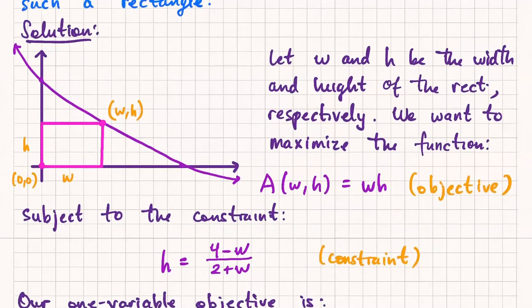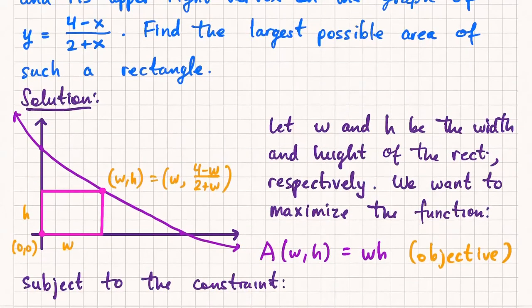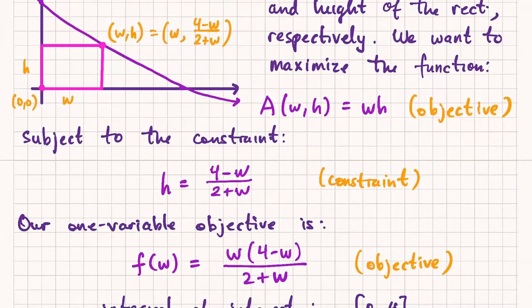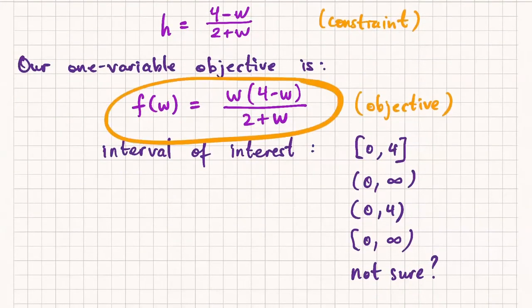I noticed that the upper right vertex is just W, H. But that has to lie on the graph, so H must be 4 minus W over 2 plus W, because that's the equation of the graph: Y equals 4 minus X over 2 plus X. So my area function can be written in terms of one variable only, like this. That's where we are right now.